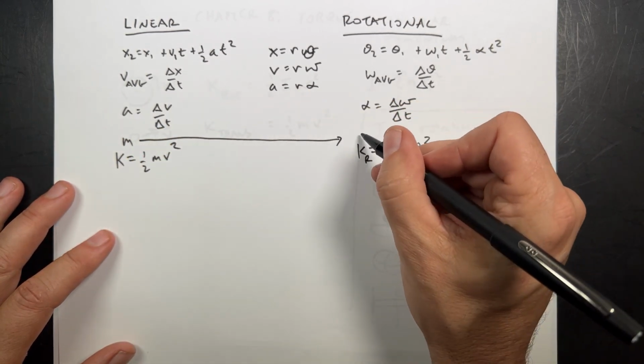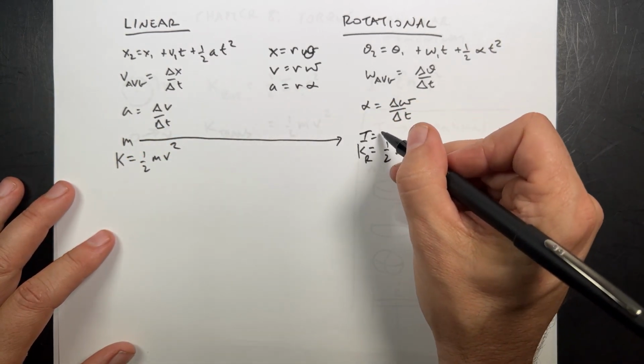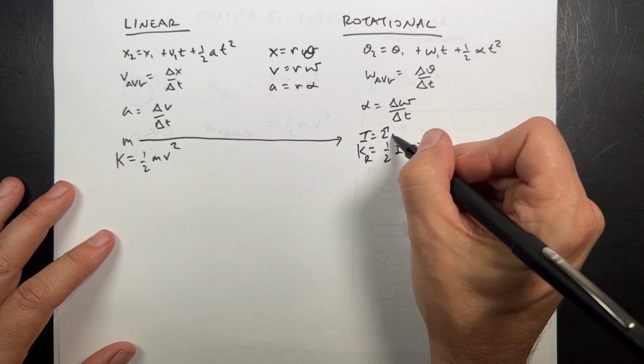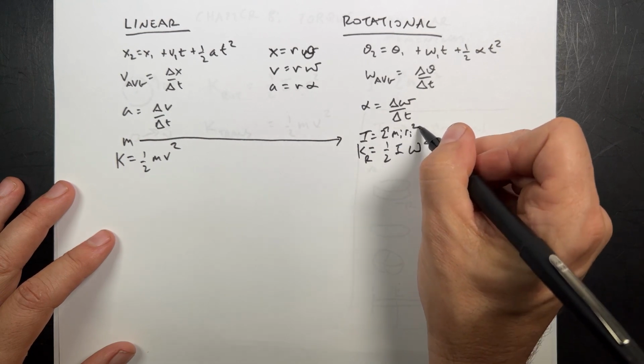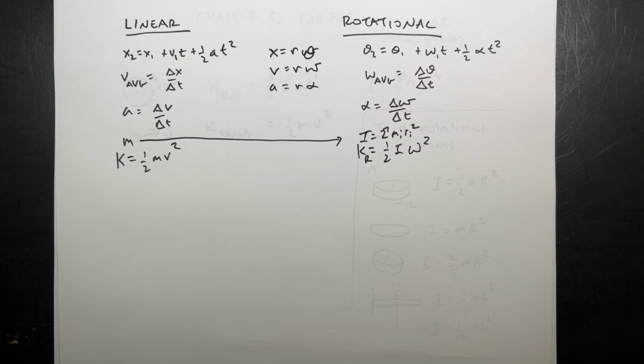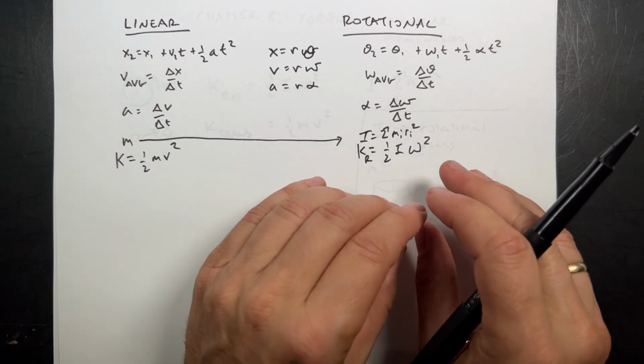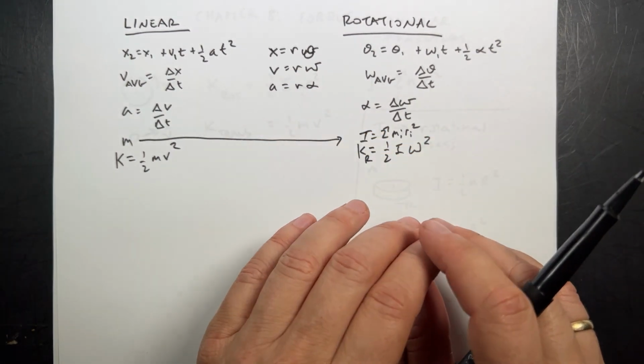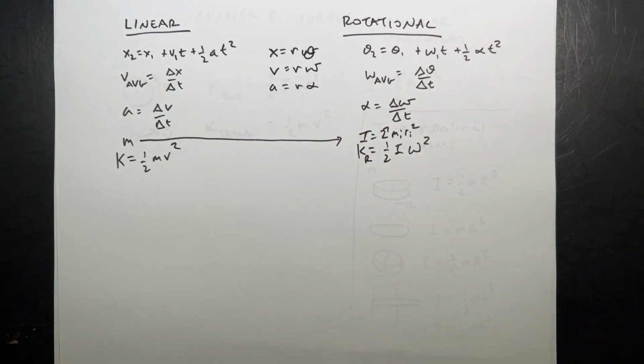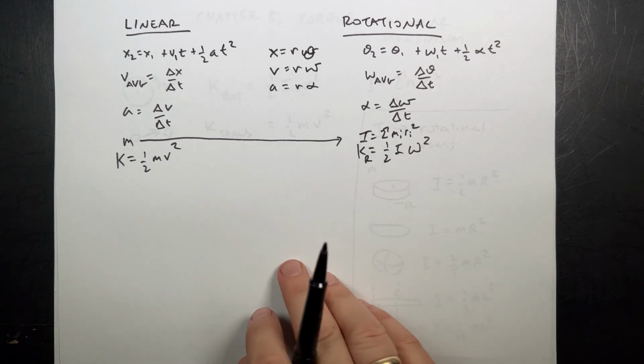I'll put a line just so we can keep it. I equals the sum over i of m_i r_i squared. It doesn't really matter what that equation is. I don't think you're going to use it. Okay, so that is the moment of inertia. When we deal with rotational objects, then we need the moment of inertia. We need the rotational mass. Okay, we'll come back to this when we add things on there.